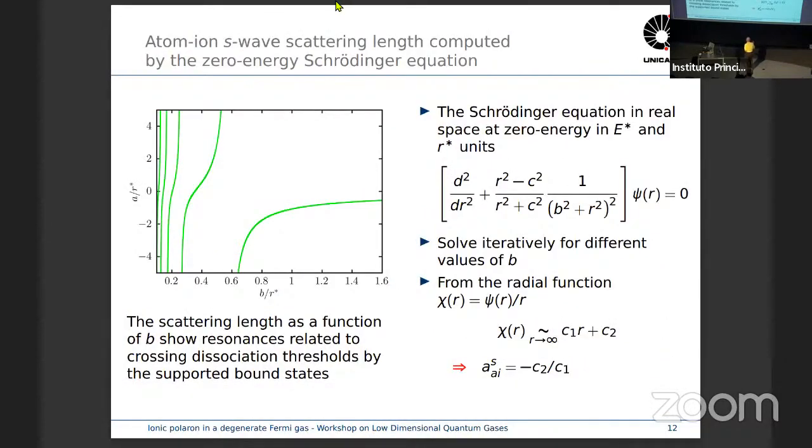The scattering length here. And this is what we get. This is the scattering length. This is the value of B in these units. Just remember, as B gets smaller, the potential gets deeper. We have some resonances here. One for this point here, the second one here, and so on.